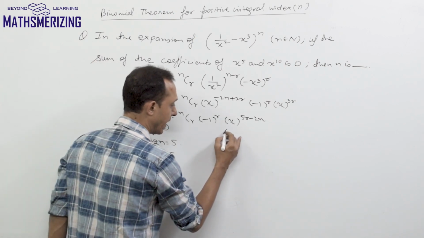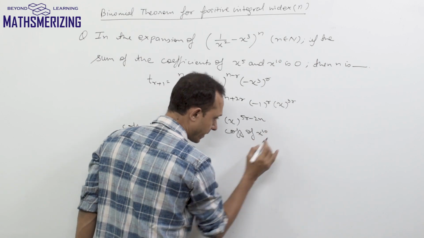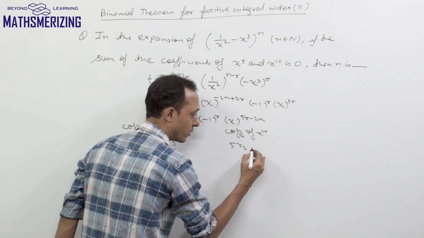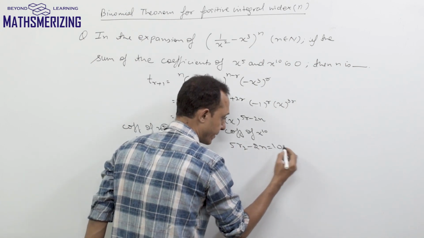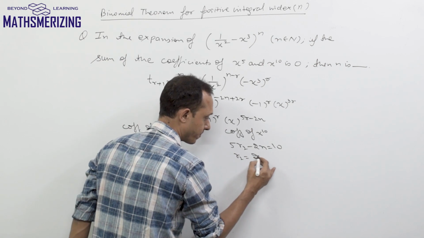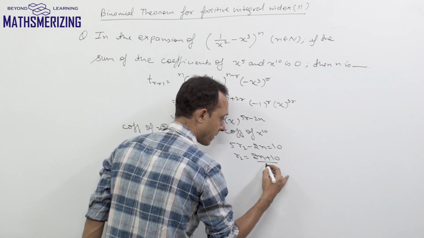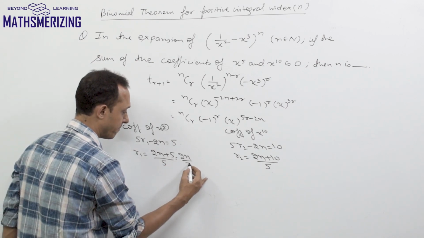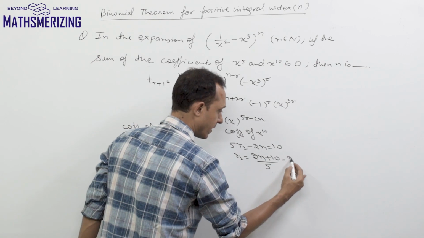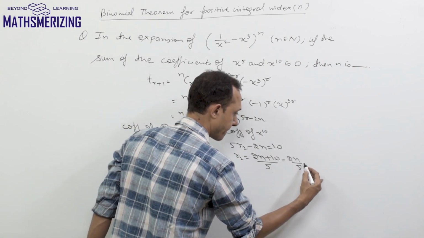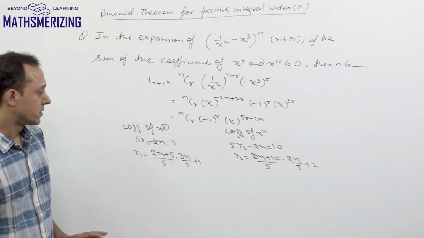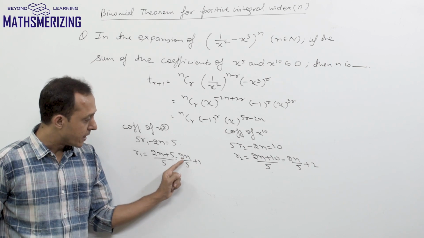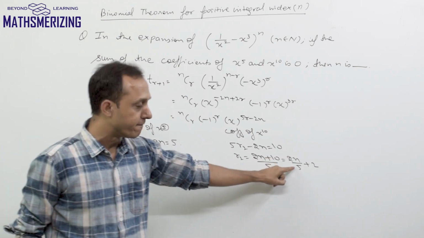Now for the second one, I'll need to find the coefficient of x to the power 10. So I'll compare this index with 10. Suppose it is r2. So 5r2 minus 2n is 10. So I'll write r2 as (2n plus 10) by 5, or I can write it as 2n by 5 plus 2. Now these are two consecutive terms. So it is 2n by 5 plus 1 and it is 2n by 5 plus 2.